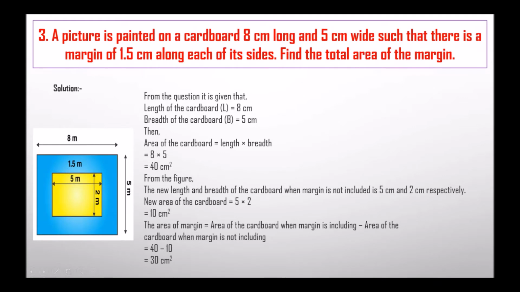Third, a picture is painted on a cardboard 8 cm long and 5 cm wide such that there is a margin of 1.5 cm along each of its side. Find the total area of the margin. So length is given 8 cm, breadth is given 5 cm. Area of cardboard equals length into breadth, that is 8 into 5, that is 40 cm square. Hence, the length and the breadth of cardboard when margin is not included are 5 cm and 2 cm respectively. So new area of cardboard is 5 into 2, that is 10 cm square. So area of margin equals 40 minus 10, that is 30 cm square.